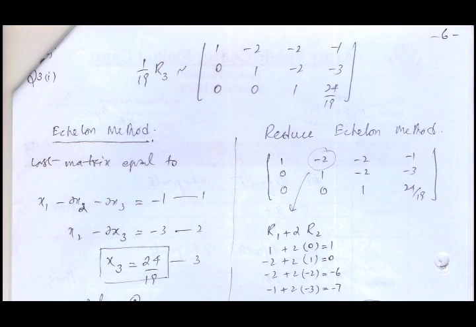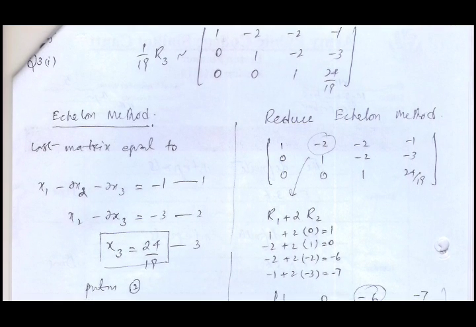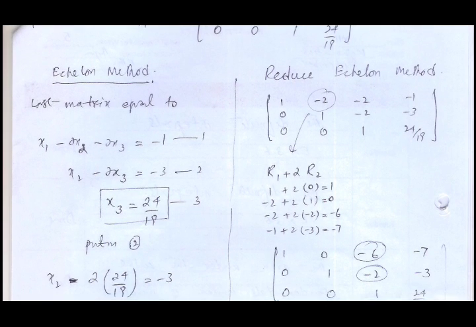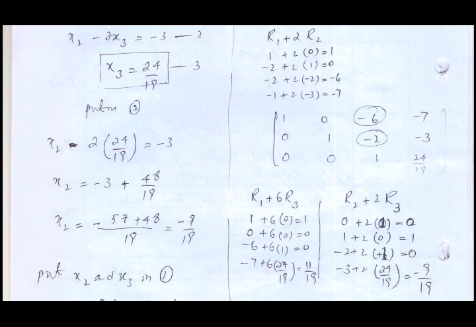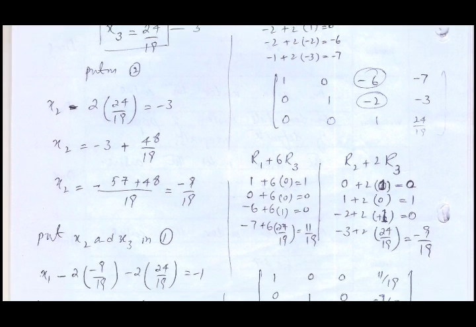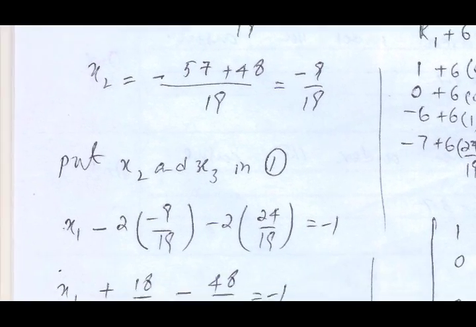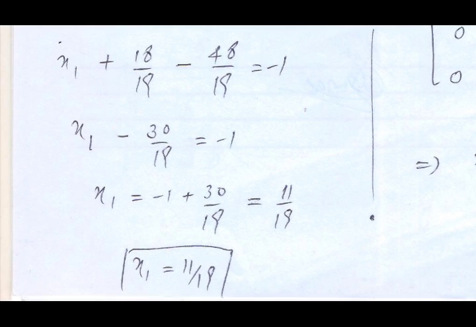x1 minus 2x2 minus 2x3 is equal to -1, and x2 minus 2x3 is equal to -3, and x3 is equal to 24 over 19. Because we have x3 equal to 24 over 19, we put it in equation 2 and get the value of x2, and then we put x2 and x3 in equation number 1, and then we find the value of x1.